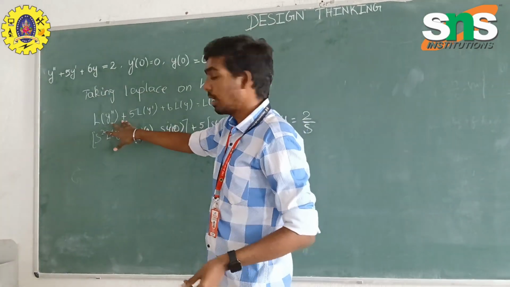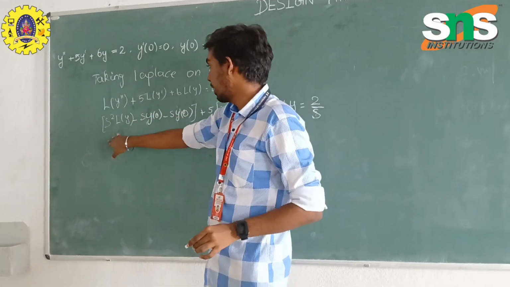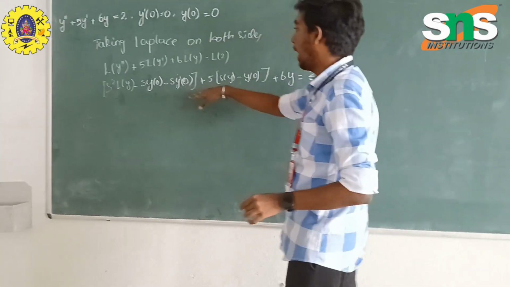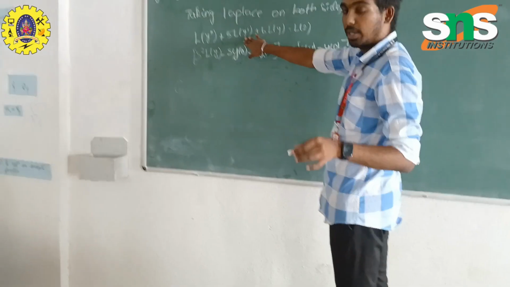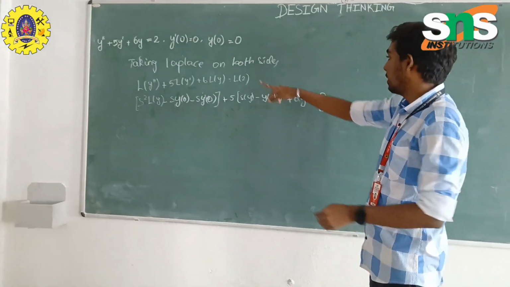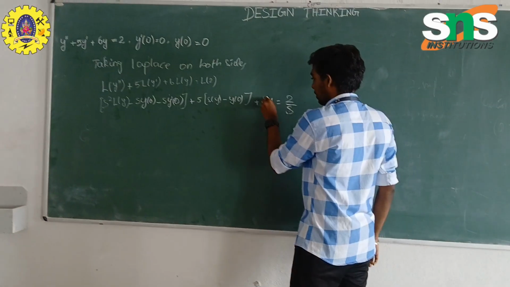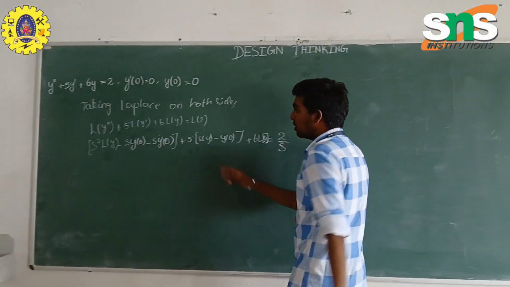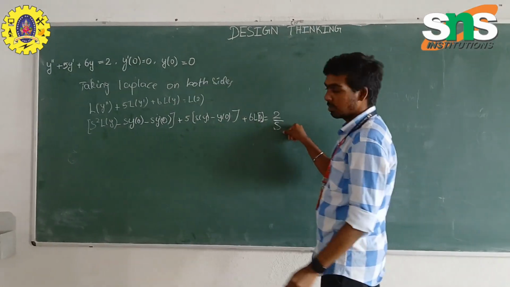For L of y double dash, we have the formula s square L of y minus s y of 0 minus y dash of 0. And for L of y dash, we also have a formula, the derivative formula: s L of y minus y of 0. And here 6 L of y. And here L of 2, for a constant, it comes as 2 by s.